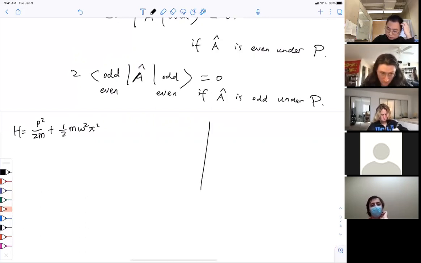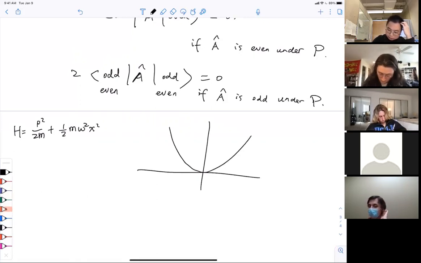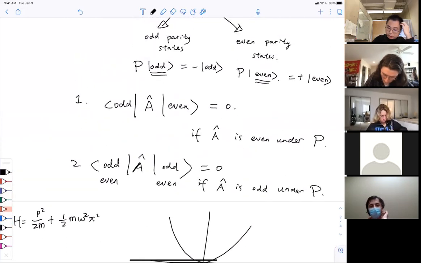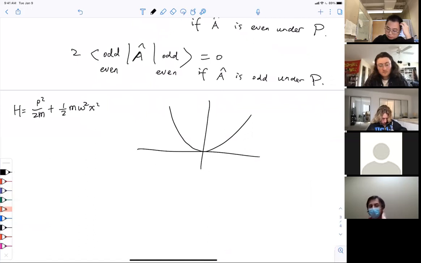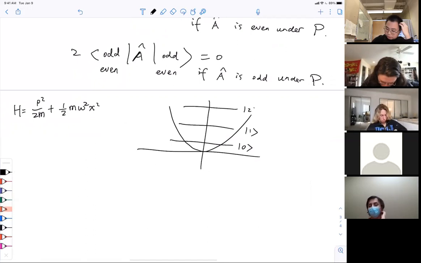Of course, we know the potential is symmetric around this axis. Therefore, we must be able to classify our states using odd parity and even parity. That's indeed true. We know the ground state is an even parity state, which is symmetric around the x-axis, and the first excited state is odd, and then even, odd, and so on.